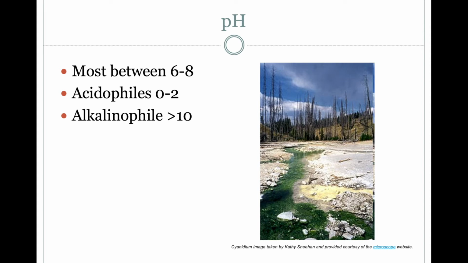Alkalinophiles or alkalophiles are organisms that prefer between 12 and 14, but you can keep it as simple as just saying anything above pH of 10, where they have their optimal growth. And again, those are optimal conditions.